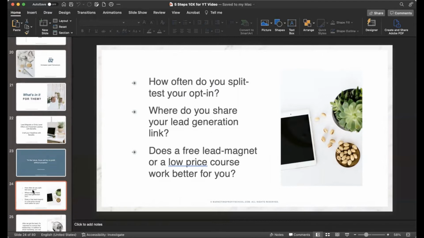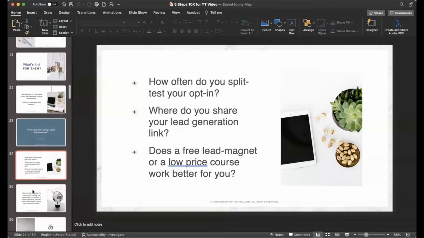So these are also things that you can split test, of having that self-liquidating offer, a low-ticket tripwire offer instead of a lead magnet. So you're building a list of buyers instead of leads. Different approaches work better for different businesses. It's something that you should probably split test for your business to see what's going to work best for you.